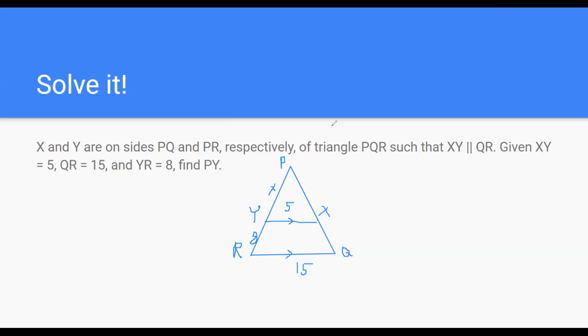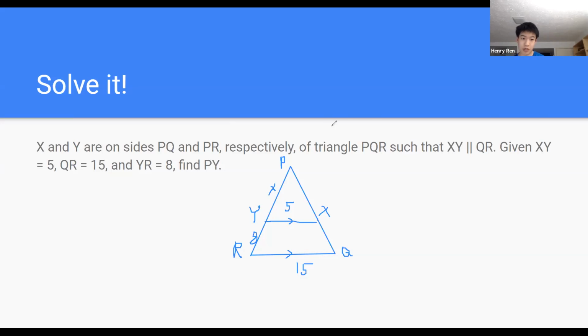Because angles Y and R are equal, and angles X and Q are equal. How do you know that they're equal? Because XY and QR are parallel. Yeah, exactly. And let's talk about that.